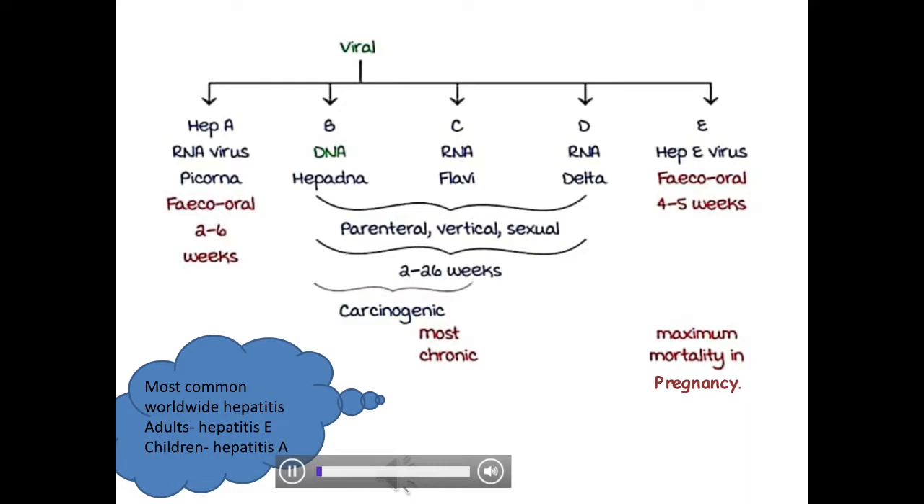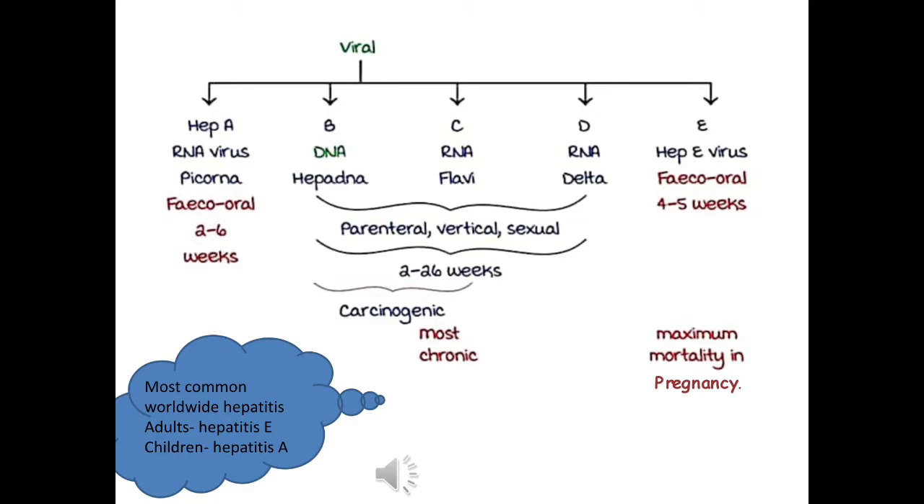Coming to viral hepatitis. All the viruses causing hepatitis belong to RNA viruses except hepatitis B, which is a DNA virus. Hepatitis A belongs to the family Picornavirus, hepatitis B belongs to Hepadnavirus, and hepatitis C belongs to Flavivirus, hepatitis D belongs to Deltavirus, hepatitis E belongs to Hepevirus.